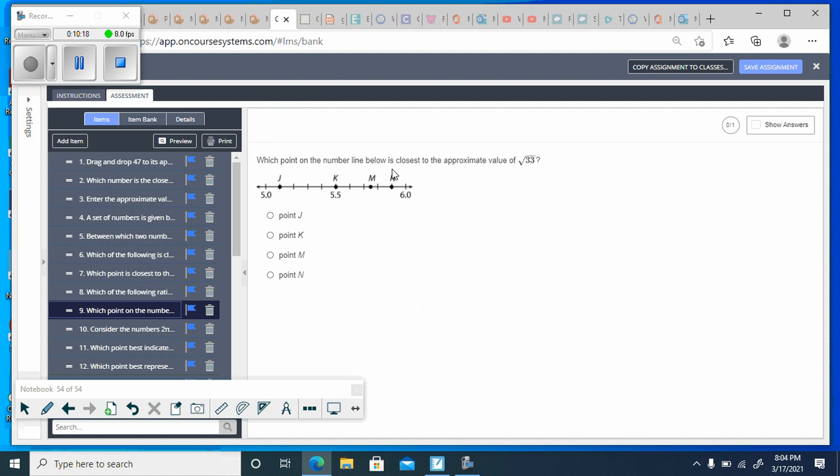Which point on the number line below is closest to the approximate value of the square root of 33? Okay, let's do that one. Square root of 33. That would be between the square root of 36, which is 6, and the square root of 25, which is 5. Okay, so we've got all these different values. Let's see what we've got.